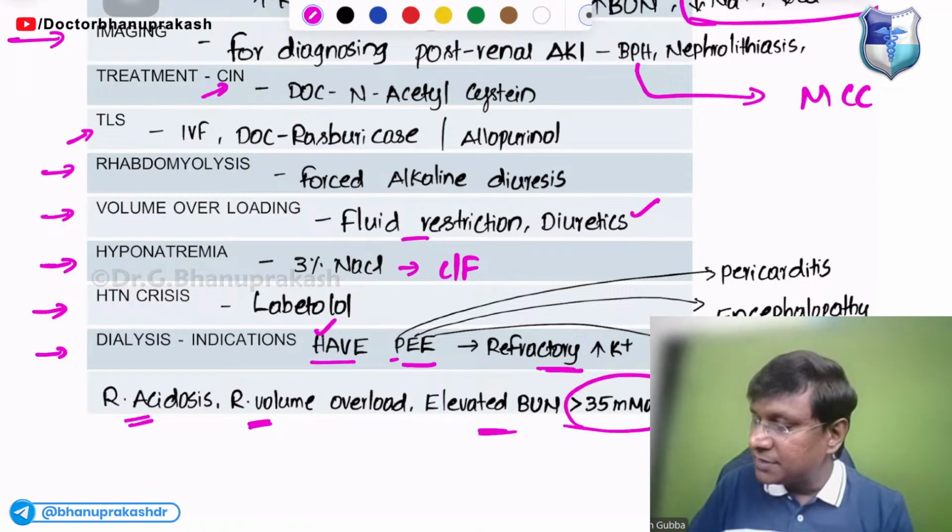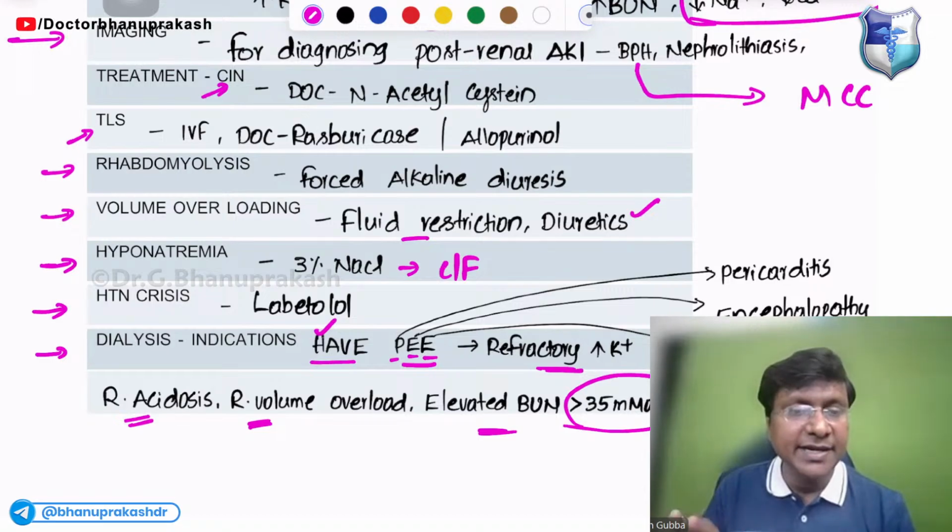The letter P stands for pericarditis. The next E stands for encephalopathy. And the last E stands for pulmonary edema. So these are the indications where you need to do dialysis, right? This is about acute kidney injury.